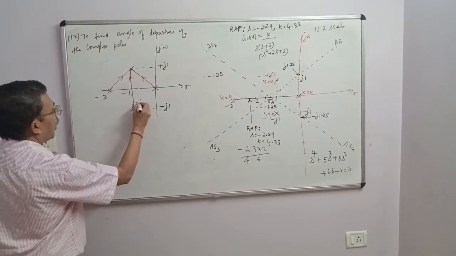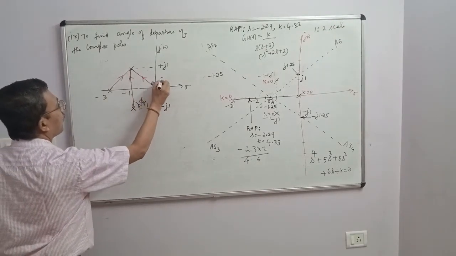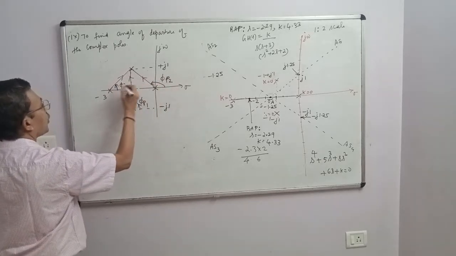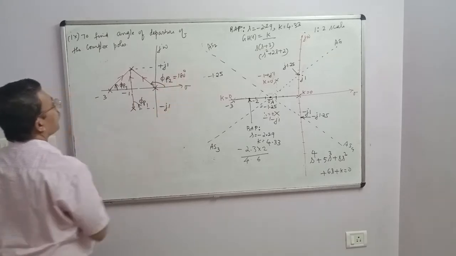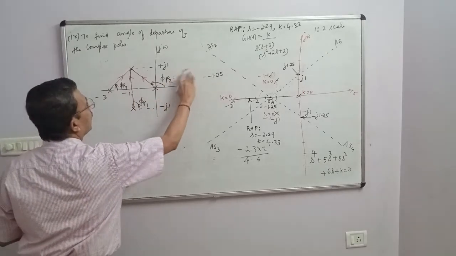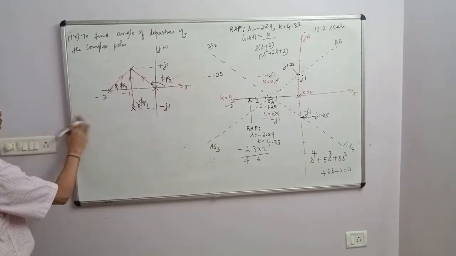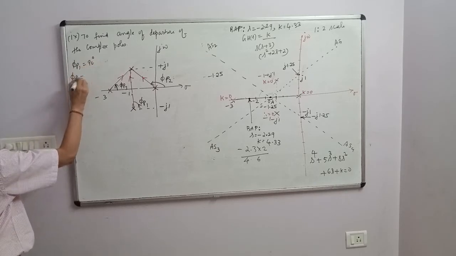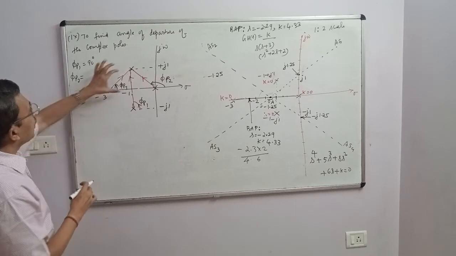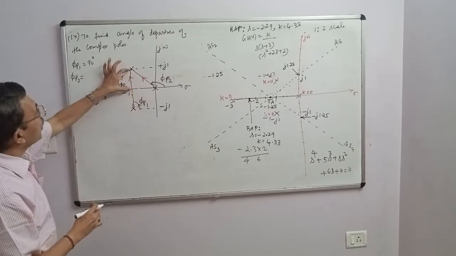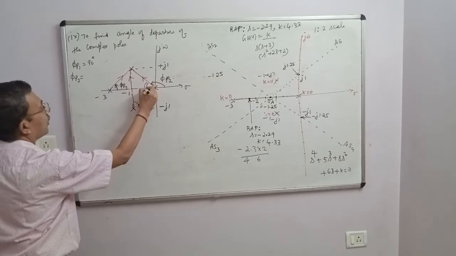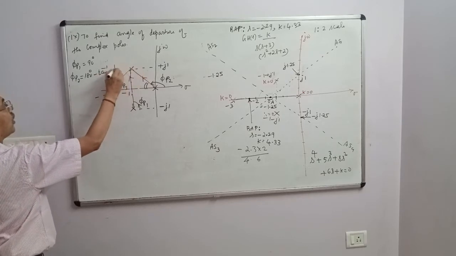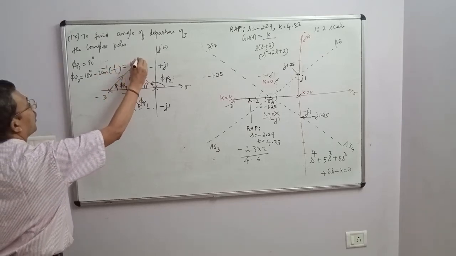So this angle is phi p1, this angle is phi p2, this angle is phi p3. Phi p2 is 180 degrees. Okay, we will calculate phi p1, phi p2. Phi p1 is 90 degrees. What is phi p2? Tan inverse, this is 1 and this is 1, therefore this angle is 45 degrees. So it is 180 degrees minus tan inverse of opposite side 1, adjacent side 1, so you get 135 degrees.